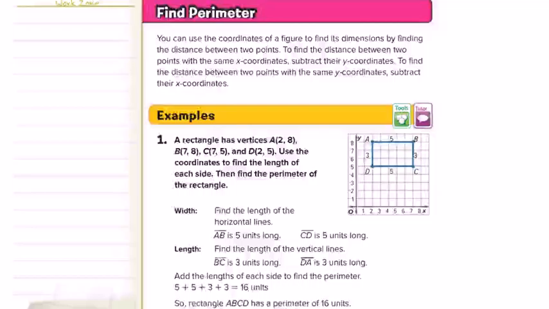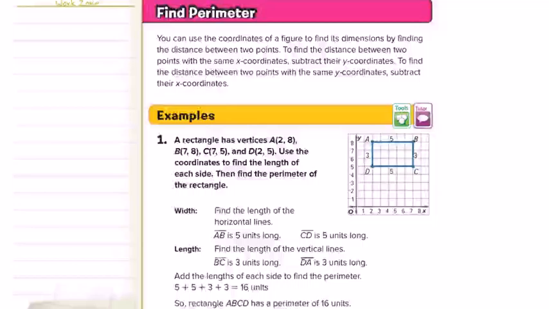Let's look at example 1. A rectangle has vertices A (2, 8), B (7, 8), C (7, 5), and D (2, 5). Use the coordinates to find the length of each side, then find the perimeter of the rectangle.